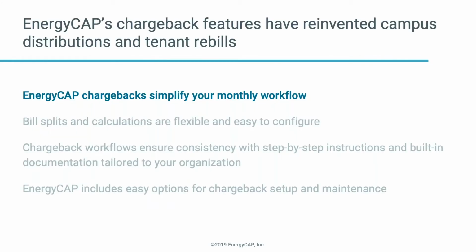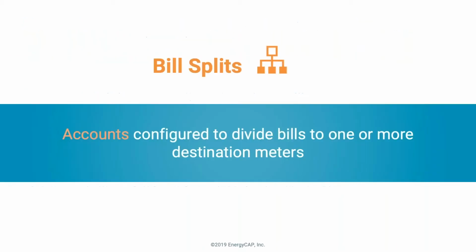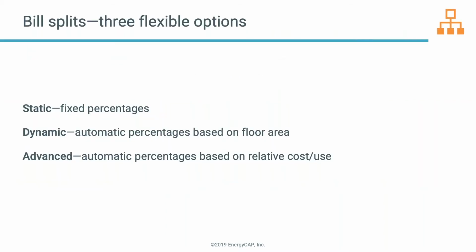So now that we've talked about how EnergyCAP chargebacks simplify your monthly workflow, let's dig into some details about how bill splits and calculations provide both flexibility and also they're easy to configure along the way. We're going to start with bill splits. Bill splits are configured on accounts, and they're configured, again, to divide bills to one or more destination meters. There are 3 different ways that you can configure your bill splits.